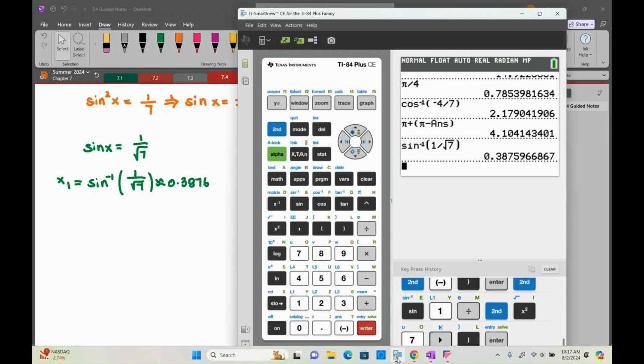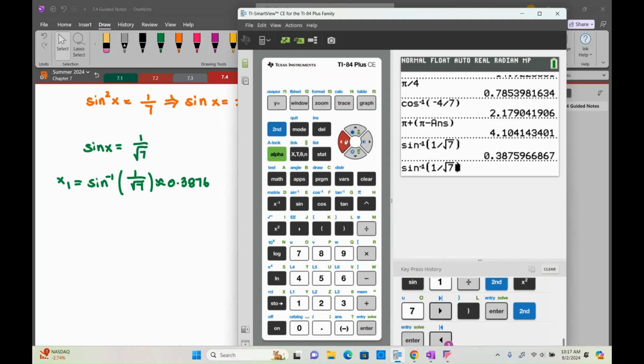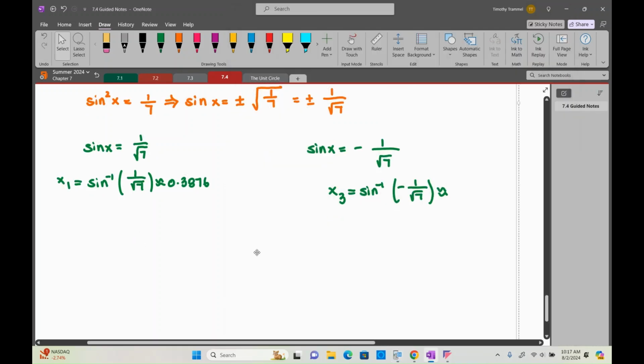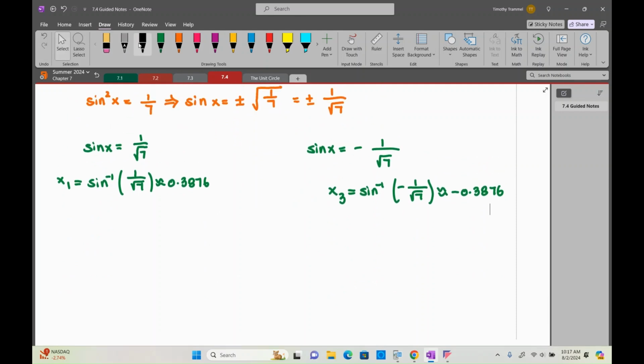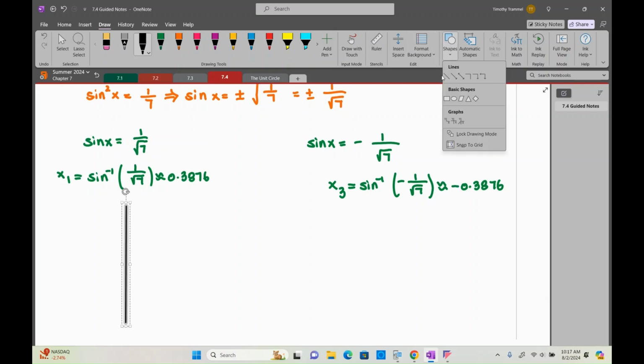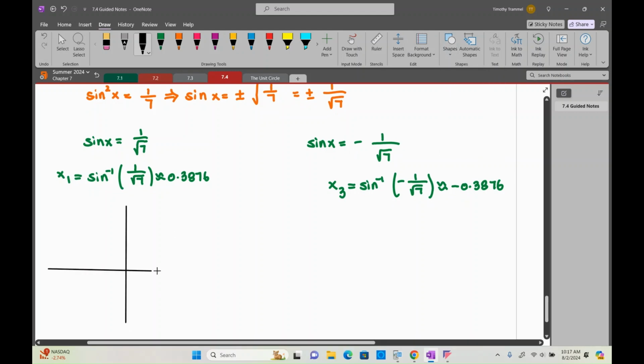And then let's try out the other one. So this one will be just with a negative in here. So we get minus 0.3876. There we go. Okay. Now here's the hard part: we've got to find the missing angles here. I want to make a little sketch of each one of these so that we can find x2.